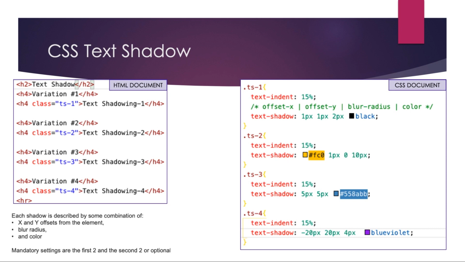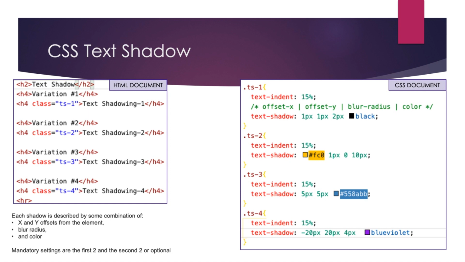Okay, and here we have text shadowing for our texts. And this does exactly what it says. It adds shadow to text. If you've used any of the Microsoft suite of products, they give you the ability to do this as well. Each shadow is described by some combination of your X and Y offsets from your element, blur radius, and color. The mandatory settings are your first two, the X and Y. The blur and color are optional.